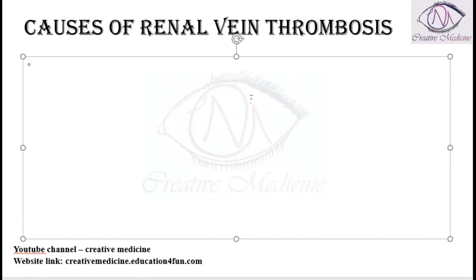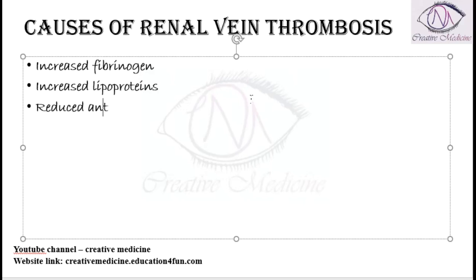Renal vein thrombosis can occur due to the increased fibrinogen, increased lipoproteins, and reduced antithrombin 3. Increased fibrinogen, increased lipoproteins, and reduced antithrombin 3 are the causes of renal vein thrombosis in nephrotic syndrome.